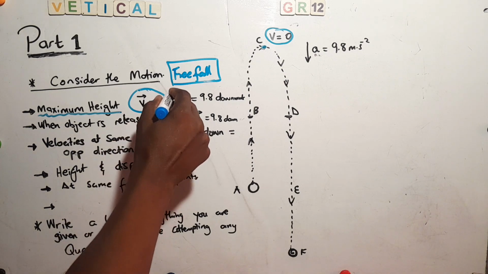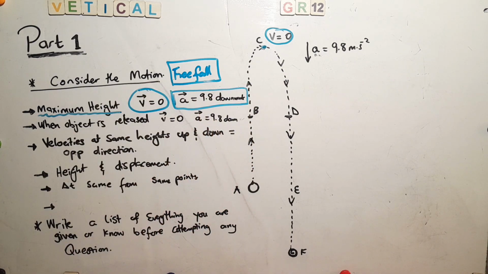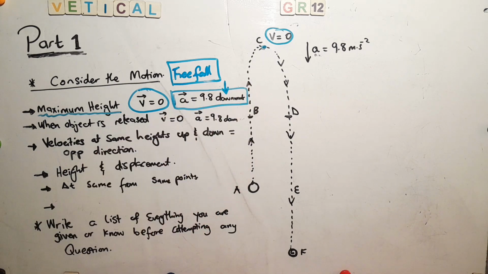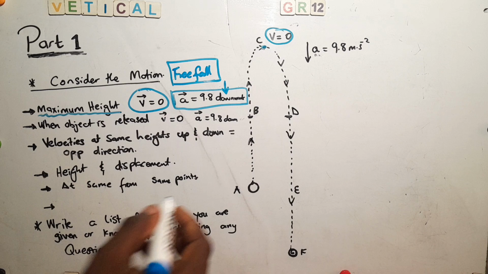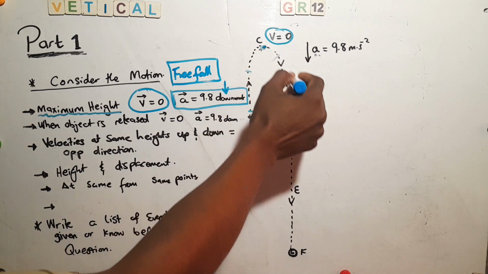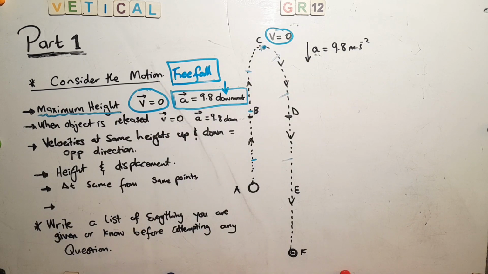However, the acceleration is not 0. The acceleration will always be 9.8 meters per second squared downwards. So acceleration is the same throughout. Throughout this motion, the acceleration is 9.8, right?